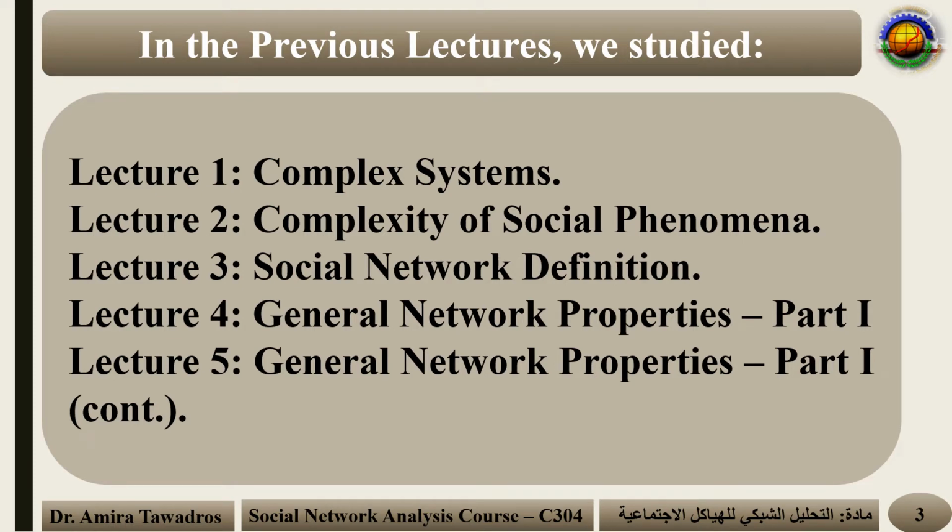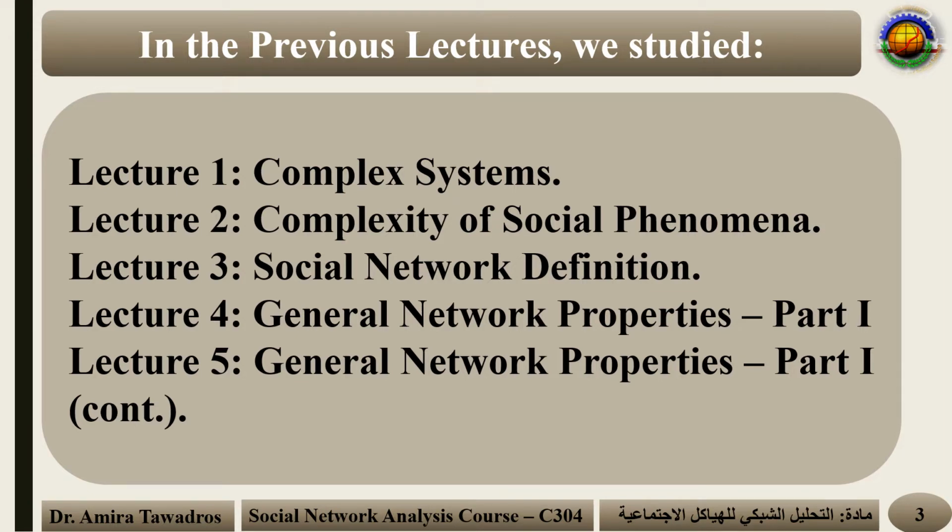So any social phenomena can be analyzed and viewed as a complex adaptive system. So in the first two lectures, we studied complexity, complex systems, complex adaptive system, and then we applied these concepts to social phenomena in order to prove that social phenomena is an example of a complex adaptive system. So why do we study this in social network analysis course?